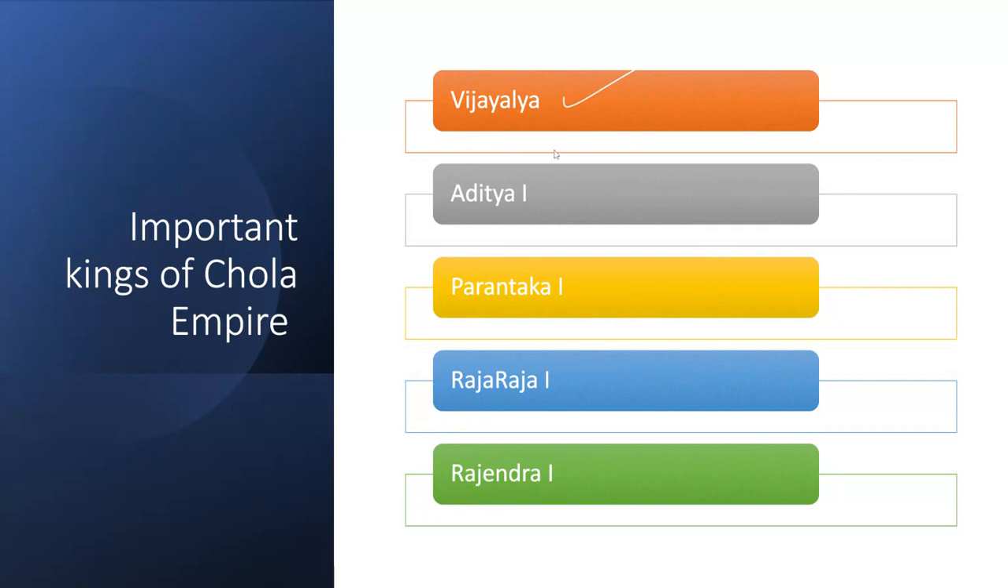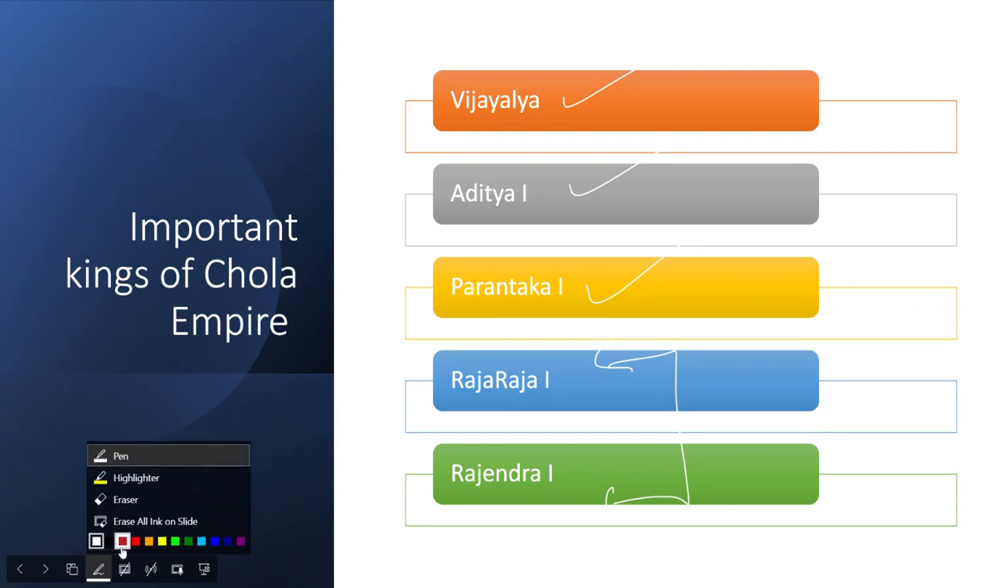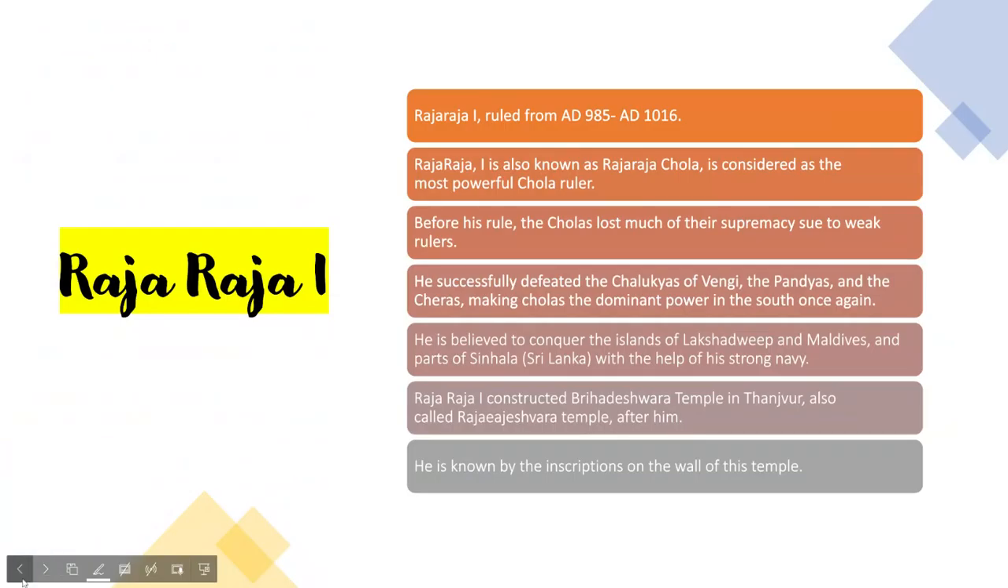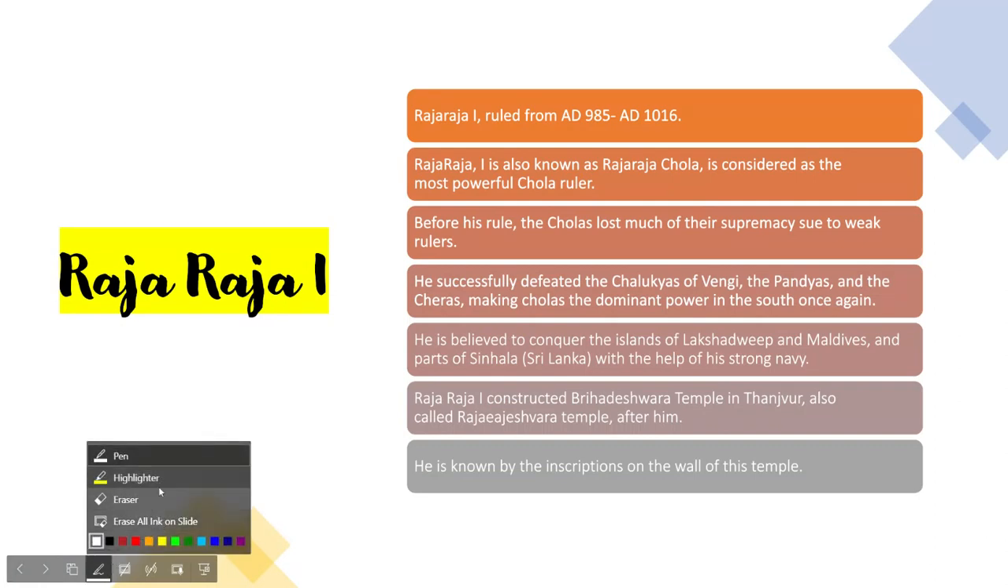We already know about Vijayalaya, Aditya I, Karnataka I. Today we are going to be learning about Rajaraja I and Rajendra I. So let's proceed further. Rajaraja I ruled from AD 985 to AD 1016.